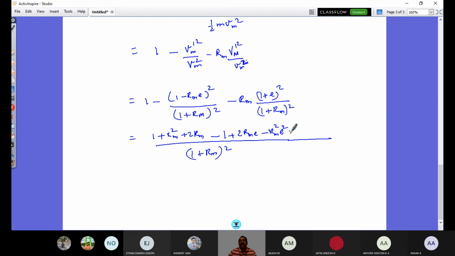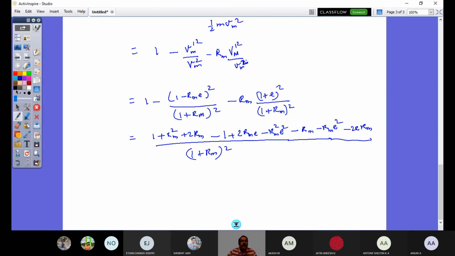And similarly here it is minus Rm into this. So it is going to be Rm into 1. So that's Rm. And e squared. So that's going to be minus Rm e square. And then 2e into Rm. So that's going to be minus 2e Rm.